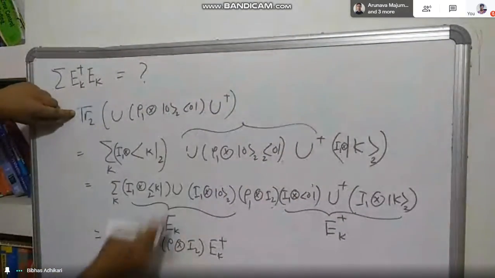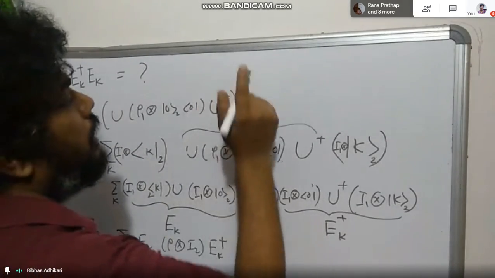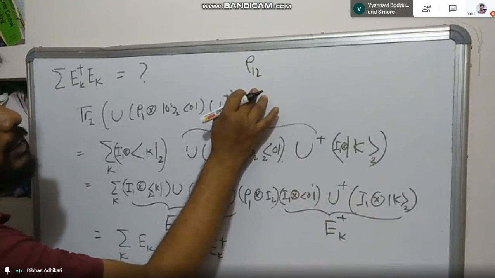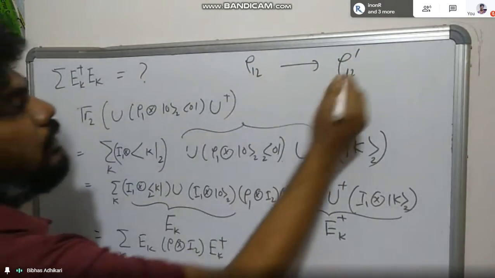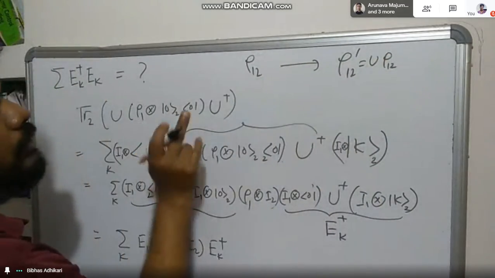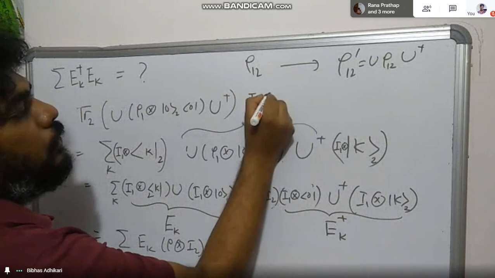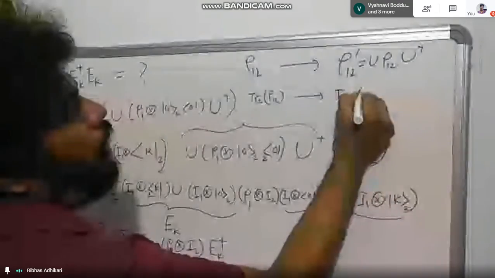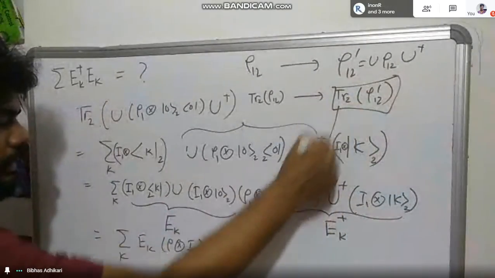This entire matrix here, whatever I got, so what we had earlier is this, rho 1, 2. This is my joint system. This goes to rho 1, 2 dash, which is U rho 1, 2 U dagger. Rho 1 is of this form. Then there is a reduced density matrix, trace 2 of rho 1, 2, and it equals trace 2 of rho 1, 2 dash. And I have found out this one, this equals this one.